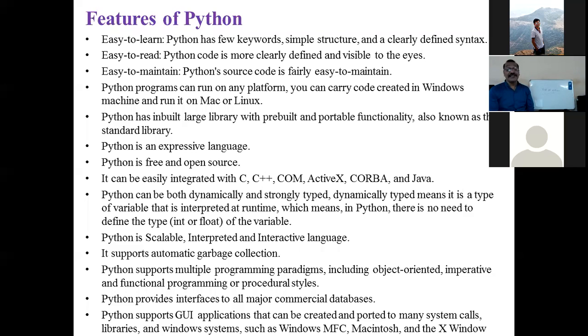It can be easily integrated with C, C++, COM, ActiveX, CORBA, and Java. So I already told you about the interpreters which are made for these programming languages. Python can be both dynamically and strongly typed. Dynamically typed means what? All of you know that. What is dynamically typed? So 100% we are sure.